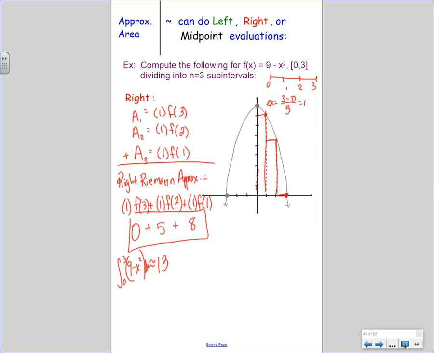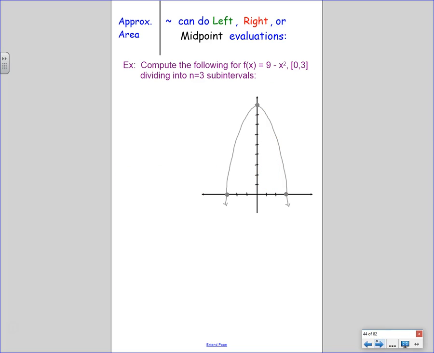But there's 3. We've done left. We've done right. What's left for us to do? Midpoint. So midpoint, 0 to 3. We're still doing our 3 minus 0 cut into thirds, so we still have our delta x equaling 1. But the problem is, when we do each of our subintervals, we're not allowed to hit at the left or the right. We need to hit at the middle. So what's the middle of, or the average of 0 to 1? 1/2. What's the average between 1 and 2? 1.5, or 3 halves. Average between 2 and 3? 2.5, or 5 halves.